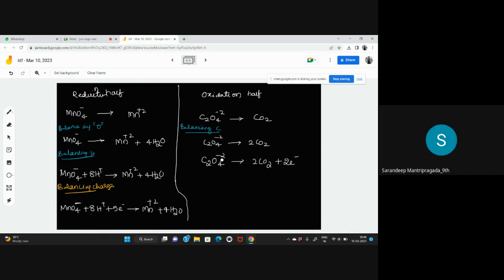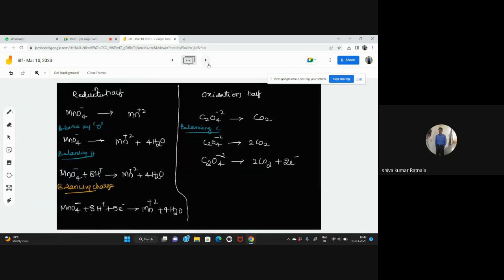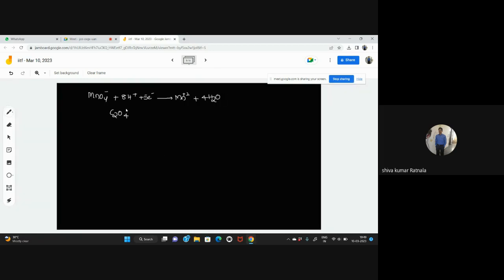You should multiply 5 with 2 and 2 with 5. One second, let me write. First we will write MnO4 minus plus 8H plus plus 5 electrons gives rise to Mn 2+ plus 4H2O, no? And at the bottom, C2O4 2- gives rise to 2CO2 plus 2 electrons. To equalize the electrons, multiply the first with 2 and the second with 5, and finally add.